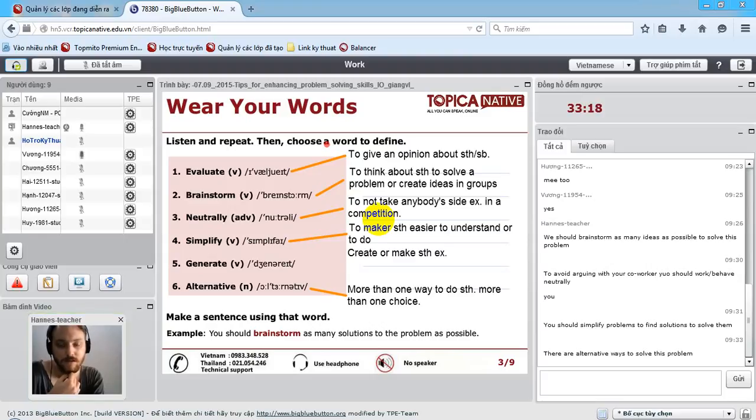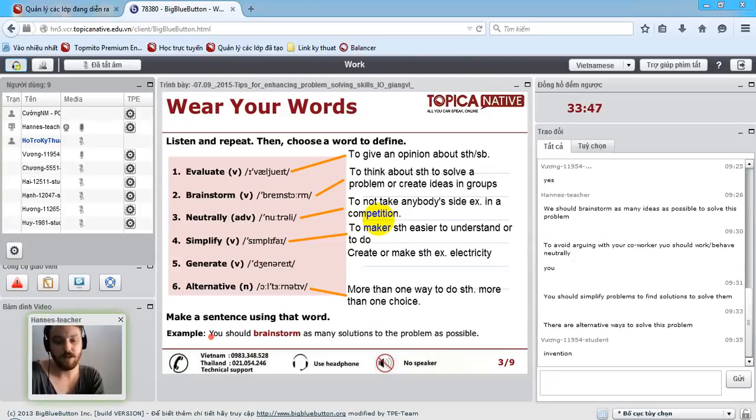Generating electricity is the most important invention of the people. Okay. So, generating electricity is the most important invention of the people. Okay. Invention. Yeah.